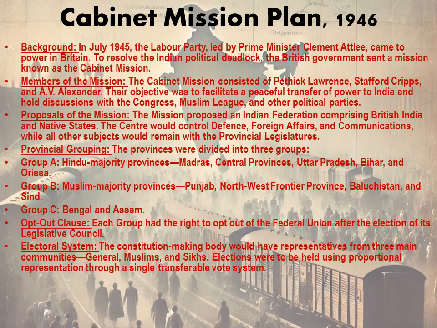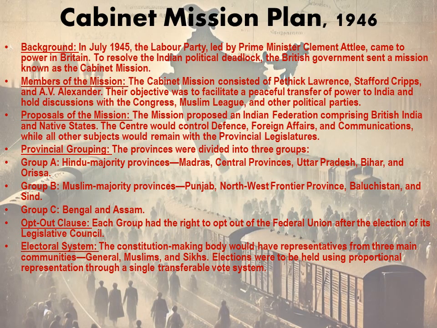Electoral system. The constitution making body would have representatives from three main communities: general, Muslims, and Sikhs. So all the people from these three communities will be there. And keep in mind, there was no quota for the Hindus. General included all the people, then special quotas were there for Muslims, and special quotas were there for Sikhs. So these three kinds of representatives will be there in the constitution making body.